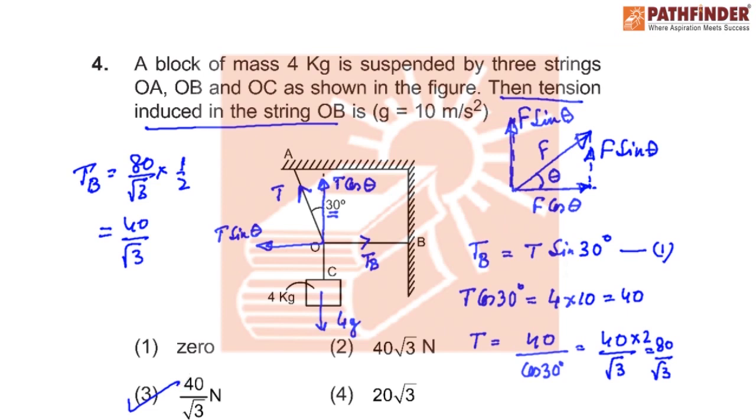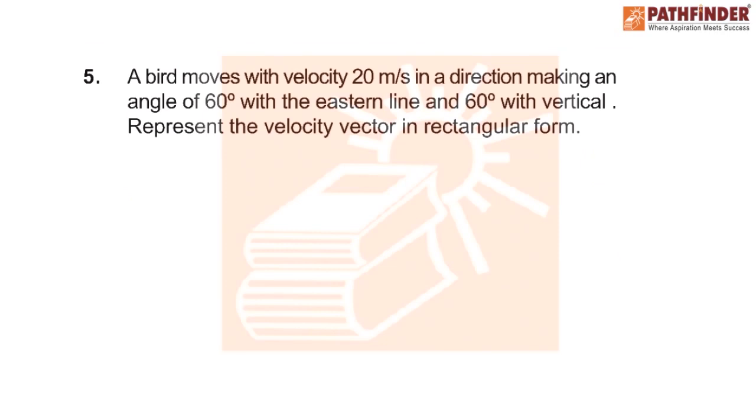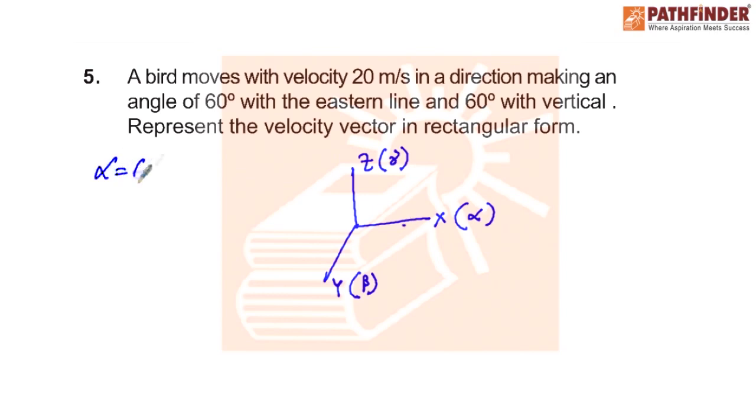Now we go on to the next problem, which deals with three directions separately, x, y and z, and the corresponding angles that we relate here are alpha, beta and gamma. Here we have the eastern line, so the angle alpha is 60 as given in the problem, and with the vertical it is again 60 degrees, so the angle gamma is given as 60. Now what we need to find out is the value of beta.